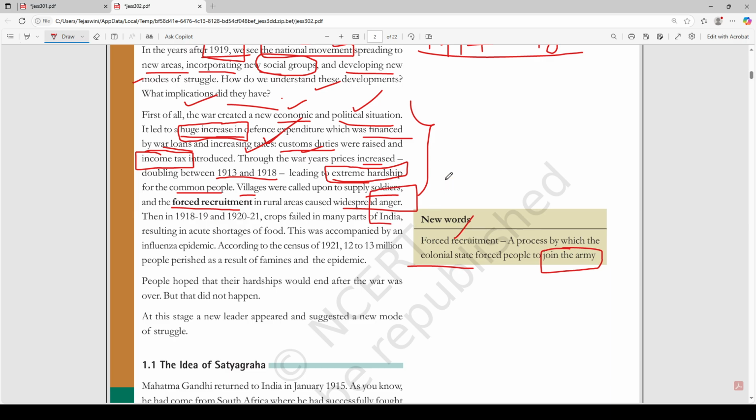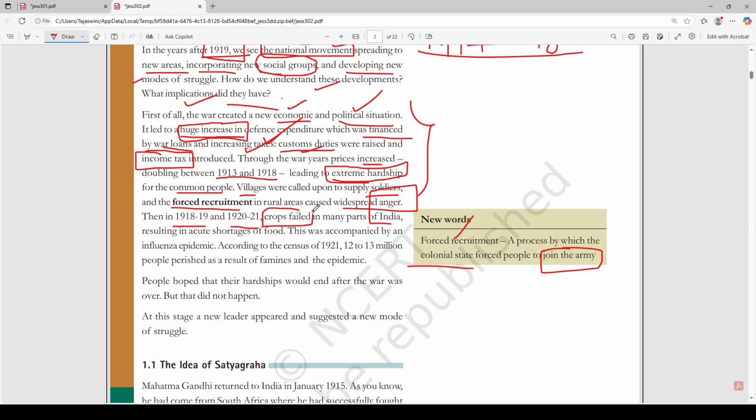We also read about the French Revolution. Many things are mentioned that made the common people angry, and then that revolution occurred. In India, it is some kind of similar thing that made the people angry. So from 1913 to 18, prices doubled and villagers were called upon for forced recruitment, to supply soldiers. Now in 1918, 19 and 1920, 21, the crops failed.